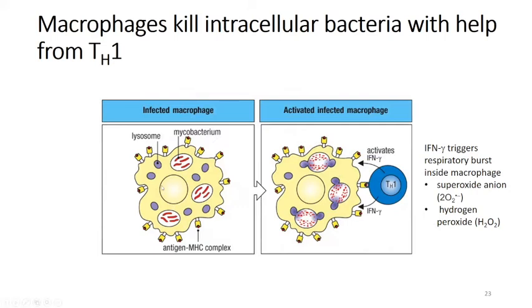Remember, these cells take up bacteria, they break it down, they do a fairly okay job, they present peptides, and can't quite eliminate all of the intracellular bacteria, so along comes a Th1 cell, has the appropriate T cell receptor, recognizes that peptide, and acts. There's a respiratory burst inside the macrophage, antibacterial.